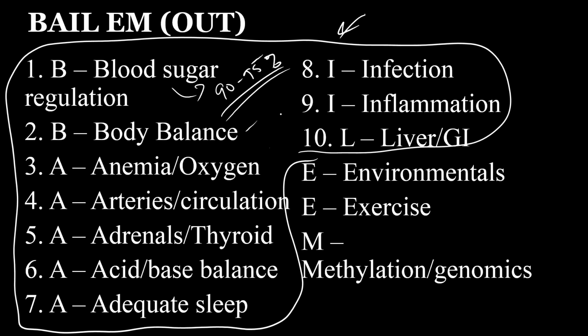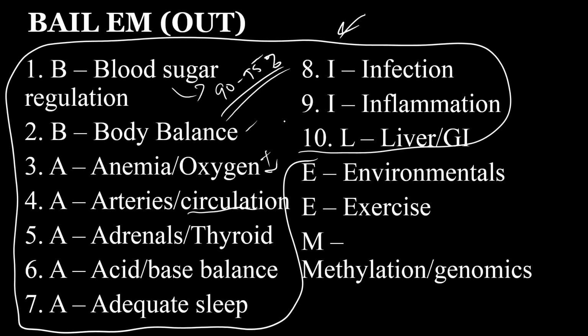Anemia and oxygen, we're going to go through each one of these through this presentation. But anemia and oxygen: if somebody has anemia, and so therefore the red blood cells are not carrying enough oxygen, this person is really going to have a difficulty healing up. This is a very foundational element that if you're missing this, the body's going to lose its ability to heal itself. Arteries, circulation, I put that one in there just because when you have low circulation, you're going to have low oxygen. So those kind of go together, but I just put it in there.